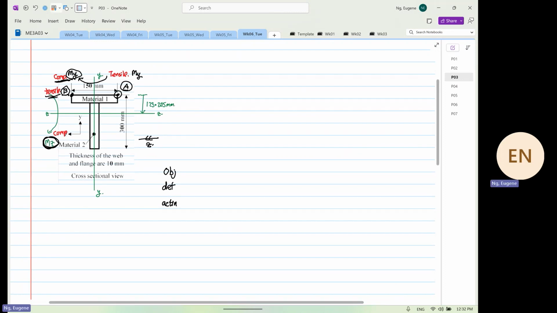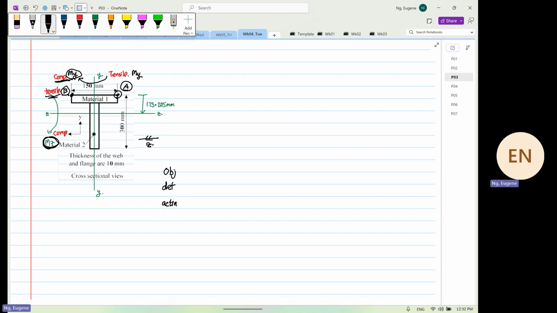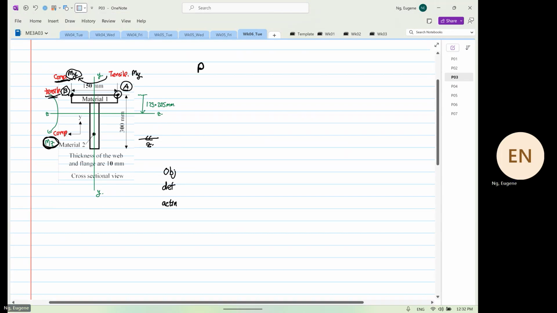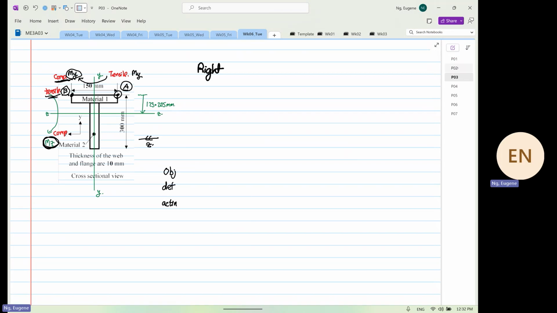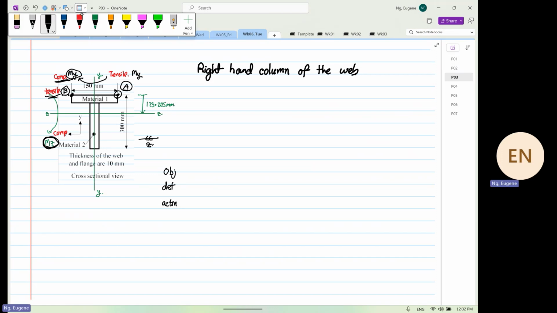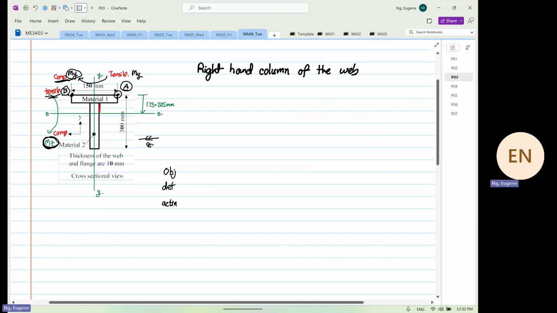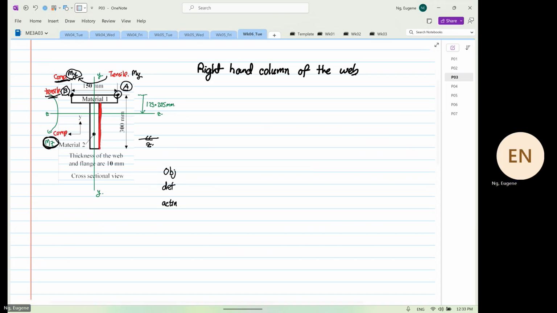we are going to focus on the right side. Well, what did I call earlier? Right, right hand column of the web. So what we are doing is we're going to find along this red line, okay, where the normal stress is equal to 0.